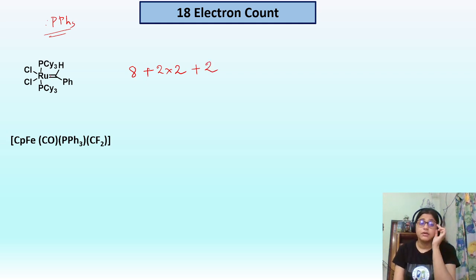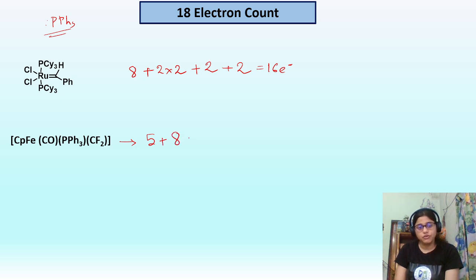And here we have to homolytically cleave the bonds. 2 bonds are there. After cleavage, 2 electrons will be there, right? So 4 plus 8 plus 4 will be 12, 14, 16 electrons. Okay. And here Cp means the same 5-member ring, it will be 5. Fe, we know 8 electrons. CO, we consider it like a neutral ligand, so it will be 2, right? 2. And PPh3 present, it is also 2.